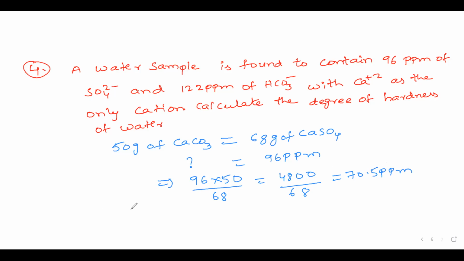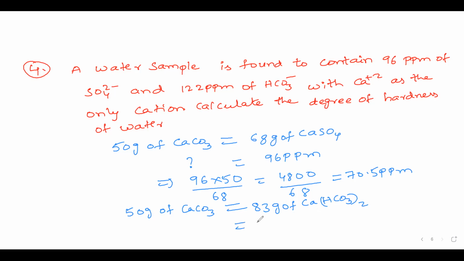Similarly, the amount of calcium carbonate in the second sample: 50 grams of calcium carbonate is equivalent to how many grams of calcium bicarbonate? Calcium bicarbonate: bicarbonate is 63 into 2, 126, plus 40, so 166. 166 divided by 2 is equal to 83. So 83 grams of calcium bicarbonate.